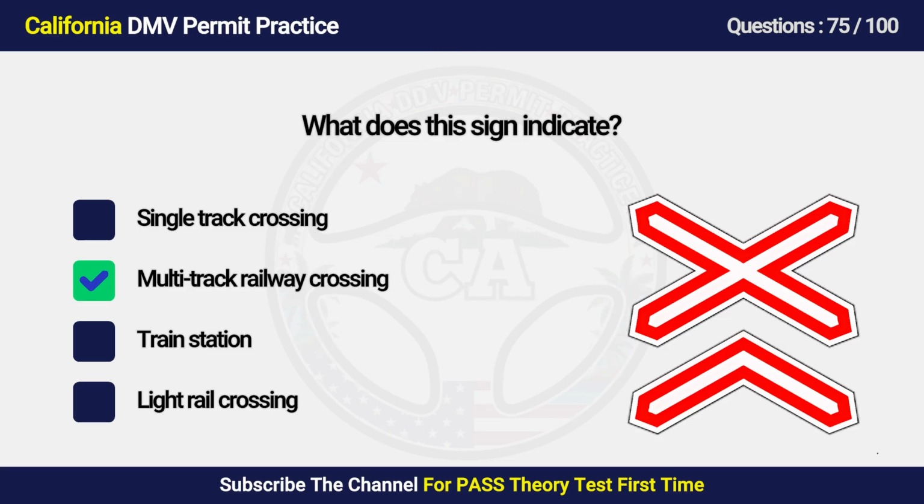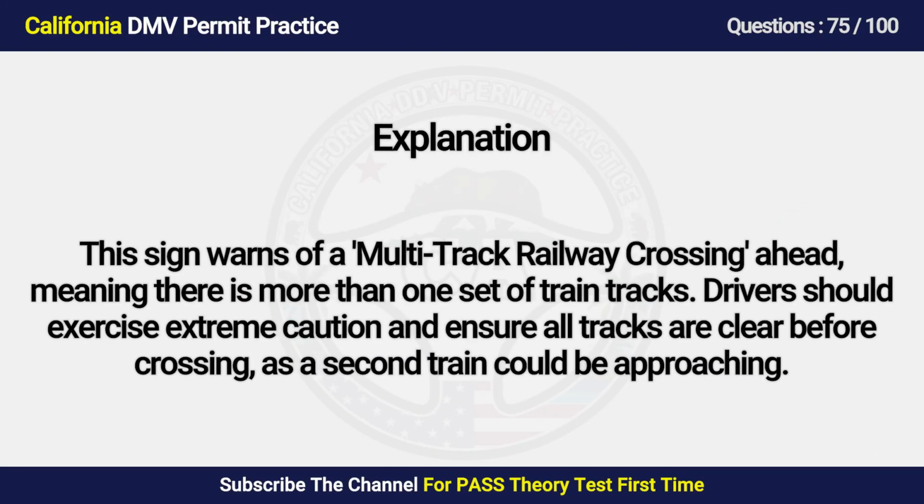Answer is B, railway crossing. This sign warns of a railway crossing ahead, meaning there is more than one set of train tracks. Drivers should exercise extreme caution and ensure all tracks are clear before crossing, as a second train could be approaching.